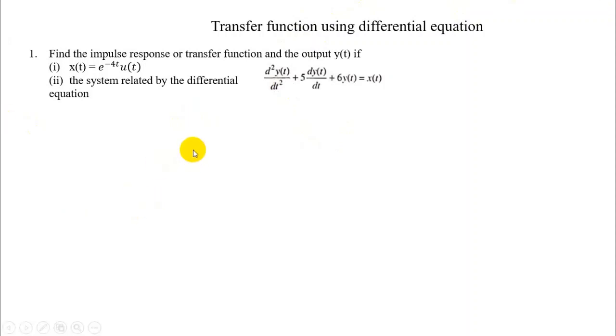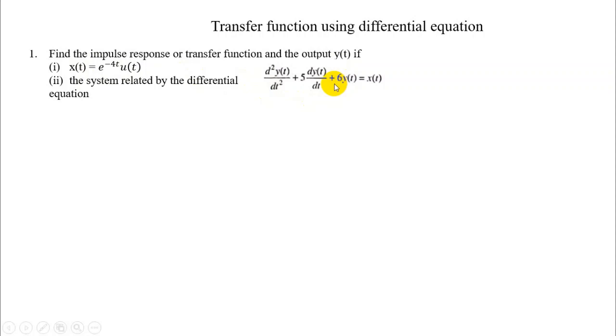So if we want to solve this problem, you are being asked to find the impulse response or transfer function and the output y(t). If y(t) is the output and x(t) is the input for a system, where x(t) is given by that, and the system is represented by the second order differential equation.